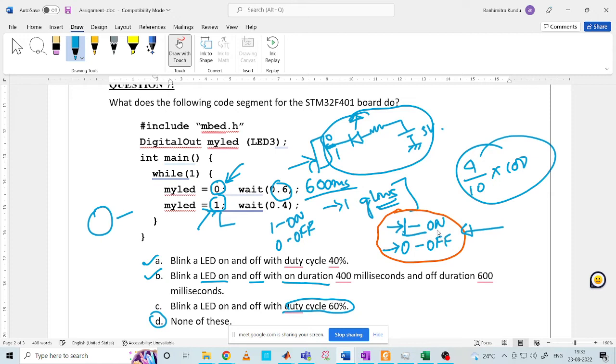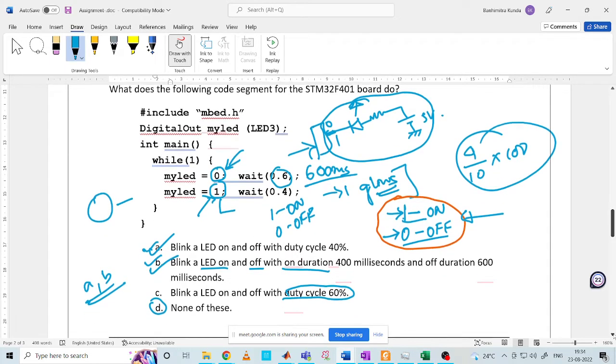Then for this question, 1 means on, 0 means off, so A and B are correct now, sir. Since they are not represented as common anode or common cathode, by default we can consider 1 as on, 0 as off. So options A and B are correct. Am I right, sir? Yes, absolutely. A and B are correct. Keep this thing in mind when you are working on real world problems.